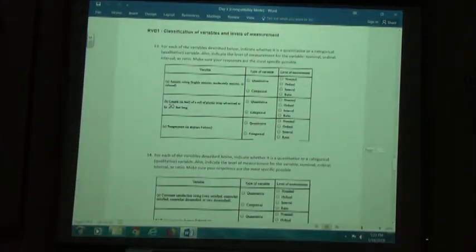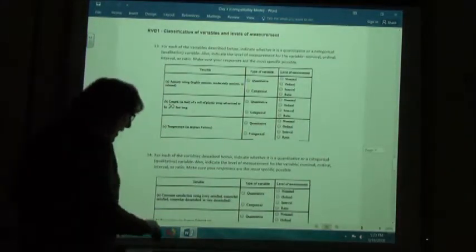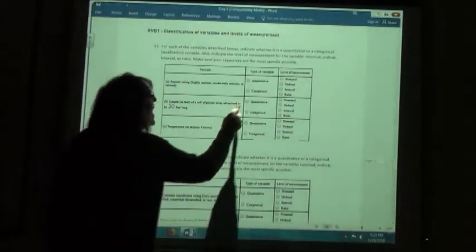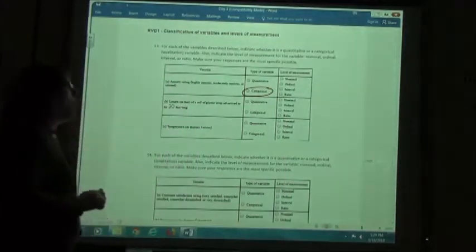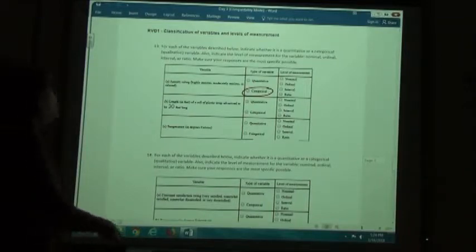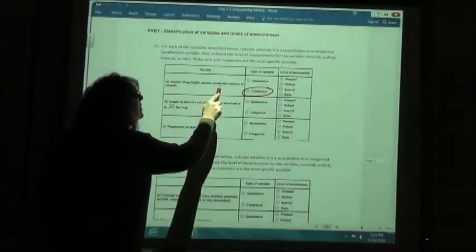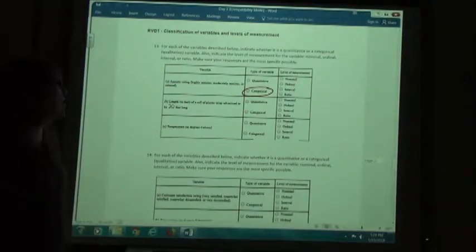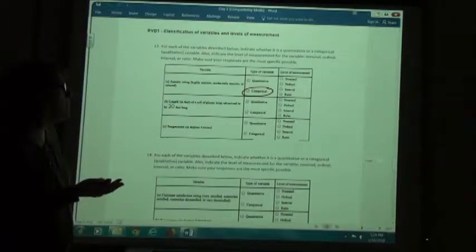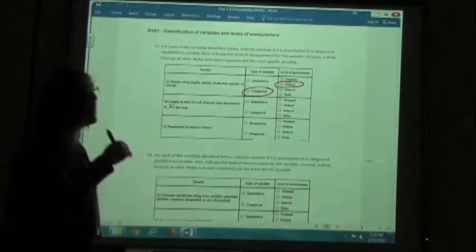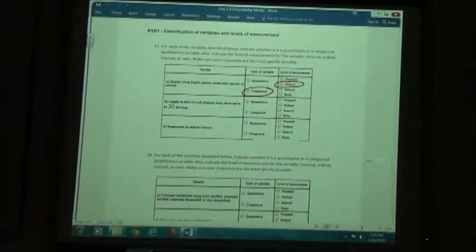So first of all, for the anxiety rating, highly anxious, moderately anxious, or relaxed, that is categorical or qualitative as they used in the book. But it's a category, it's not a number. On this one, highly anxious, moderately anxious, or relaxed, I can put those in order. If I was at the doctor's office, highly anxious would be worse than moderately anxious. So this one is ordinal because it does have an order to it.